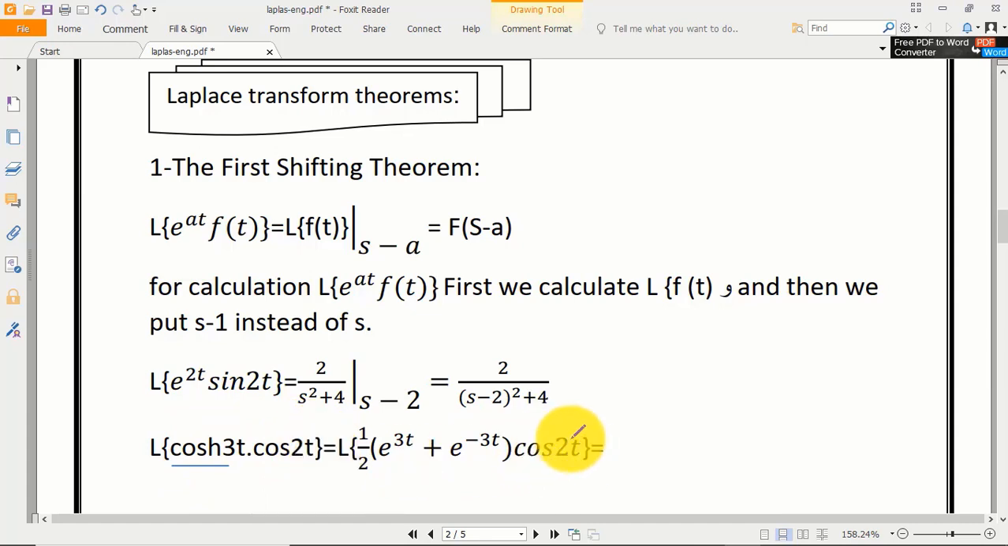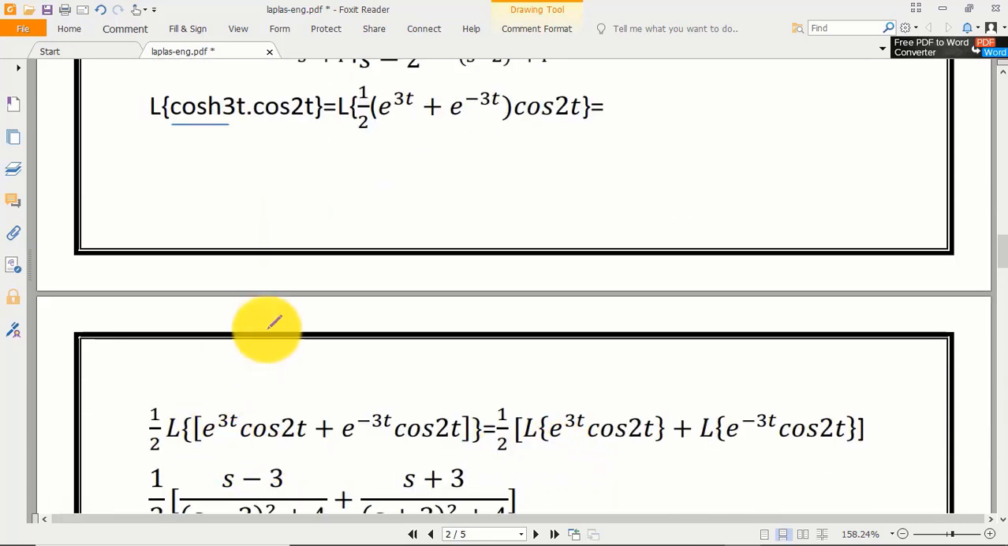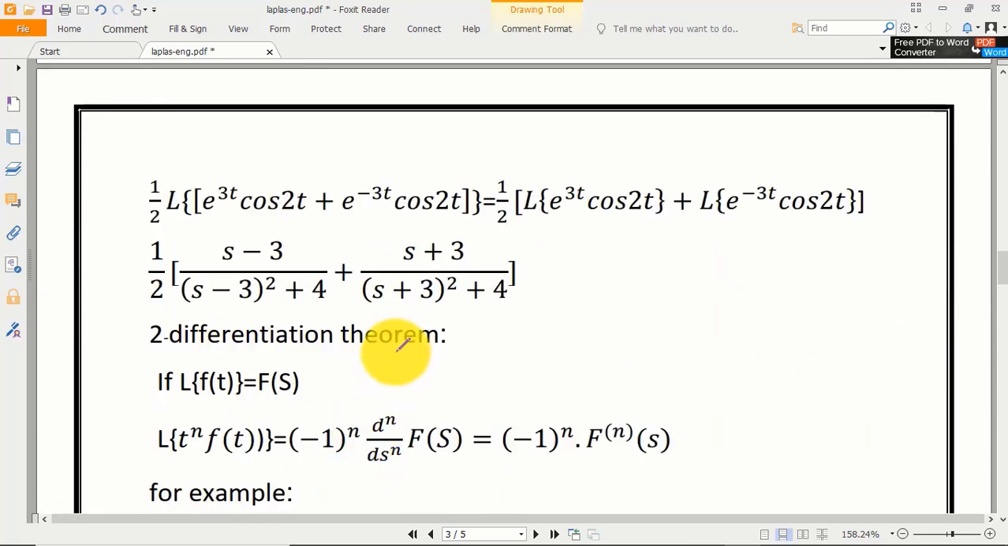Then I multiply the hyperbolic cosine 3t by cosine 2t, and according to the Laplace linearity, it is half times out, and as you see, cosine 2t is multiplied by the parenthesis. I go ahead. Actually, here you can see that it is the linearity of the Laplace. Also, there is a summation of these two functions, so the Laplace will affect both functions. It is equal to half of the Laplace of e to the 3t cosine 2t plus the Laplace of e to the negative 3t cosine 2t. Actually, you know the Laplace of cosine 2t. I'll write it here for you. It is s over s squared plus 4.